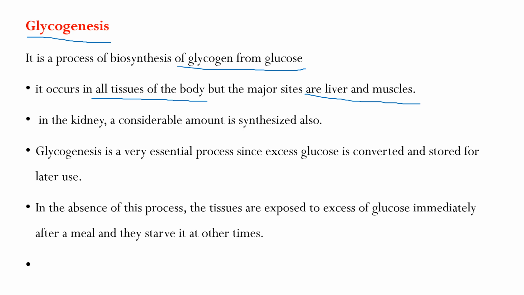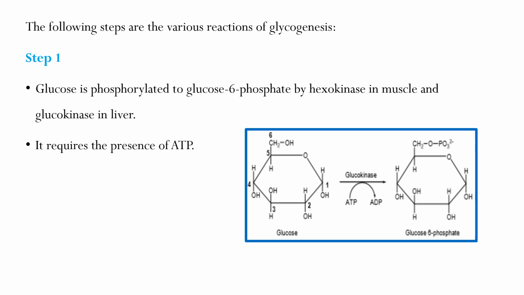Glycogenesis is a very essential process since excess glucose is converted and stored for later use. In the absence of this process, the tissue is exposed to excess glucose immediately after a meal, but would starve at another time. Therefore, this process can convert excess glucose into glycogen and store it in different body parts for later use. The following are some steps of glycogenesis.